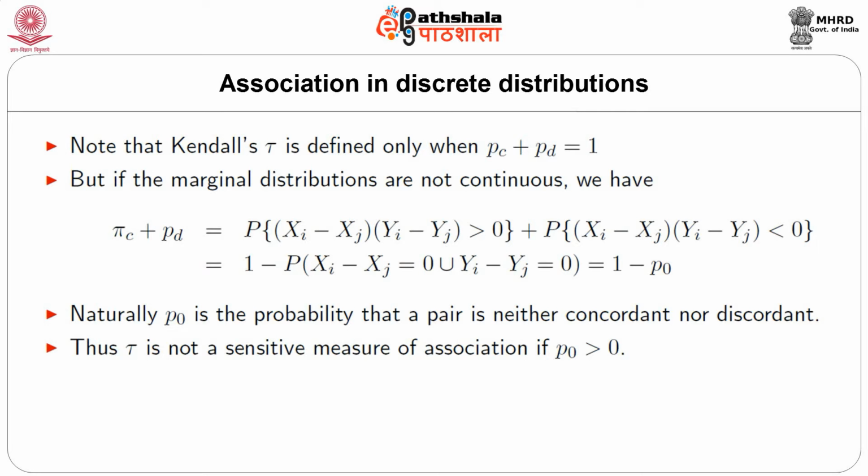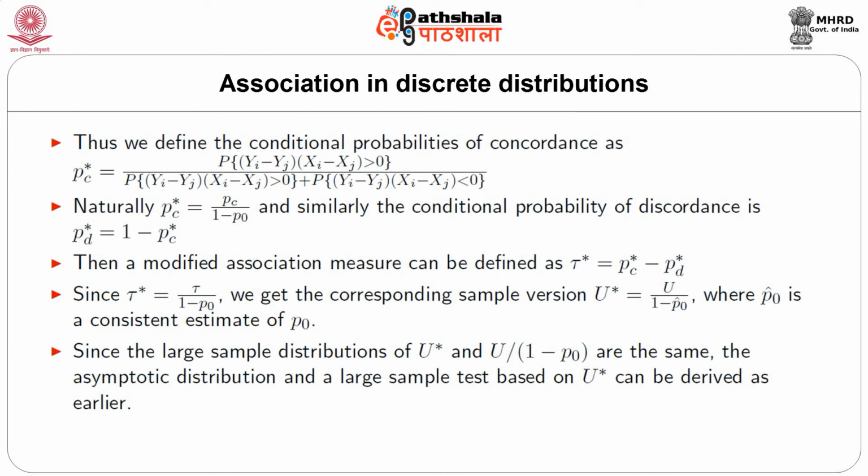Naturally, p naught, that is probability xi minus xj equal to 0 or yi minus yj equal to 0, is the probability that a pair is neither concordant nor discordant. Thus, tau is not a sensitive measure of association if p naught is positive. Thus, we define the conditional probability of concordance as Pc star, which is nothing but the ratio: probability yi minus yj multiplied by xi minus xj is positive, whole thing divided by probability yi minus yj multiplied by xi minus xj is positive plus the probability of yi minus yj multiplied by xi minus xj is negative.